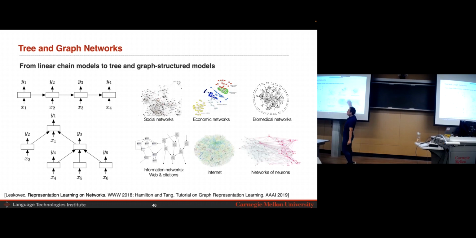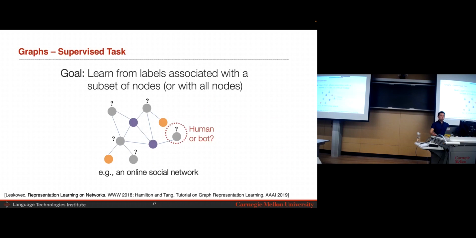In any case, you have many examples of data where graph is a modality, like social networks, economic networks, internet, and so on. So the next part of the lecture, we're going to go to graph networks. Essentially, the biggest application in graph networks is supervised learning.